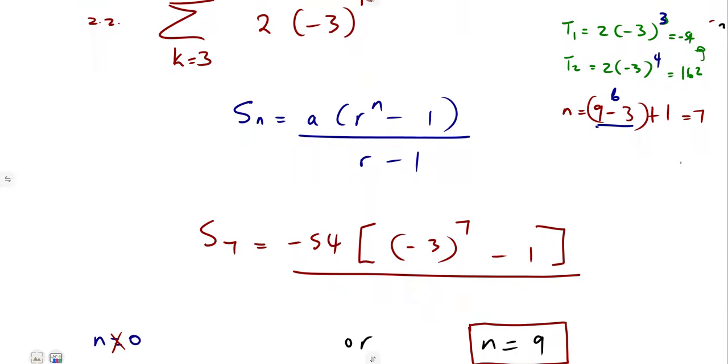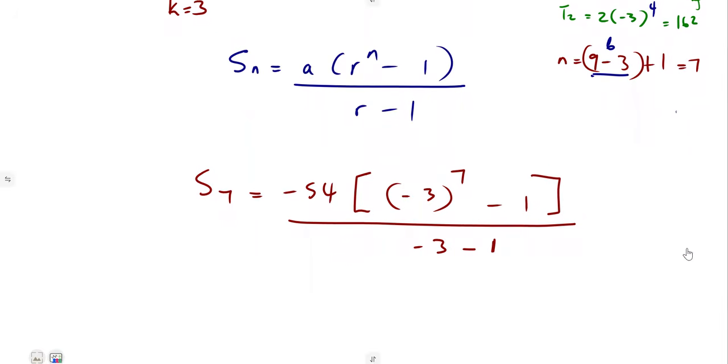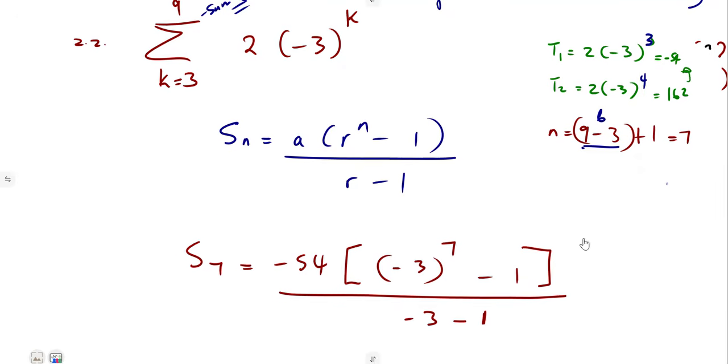Our r being -3. So we're going to have -3 minus 1. So this is the condition that we are going to have for the sum of terms. That is the simplification of that whole summation that you're given. The evaluation of this summation is into this. So it is the one that you're simplifying.